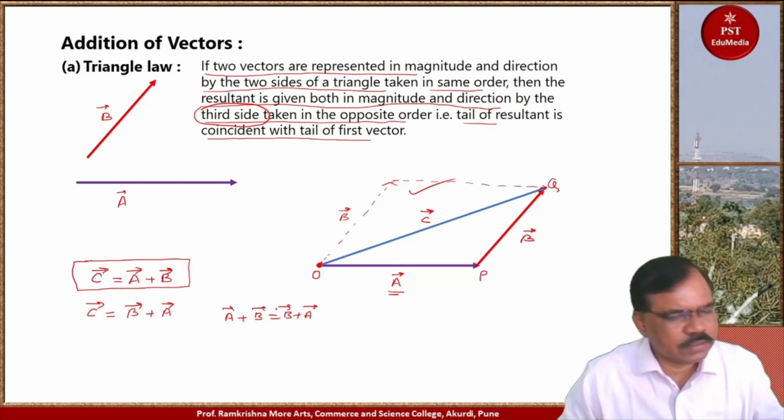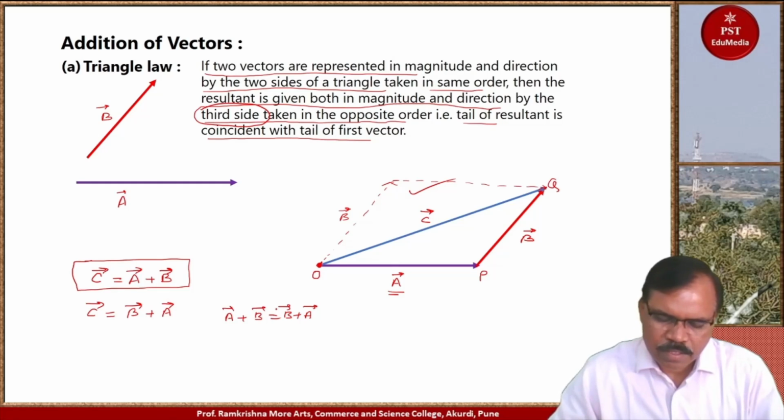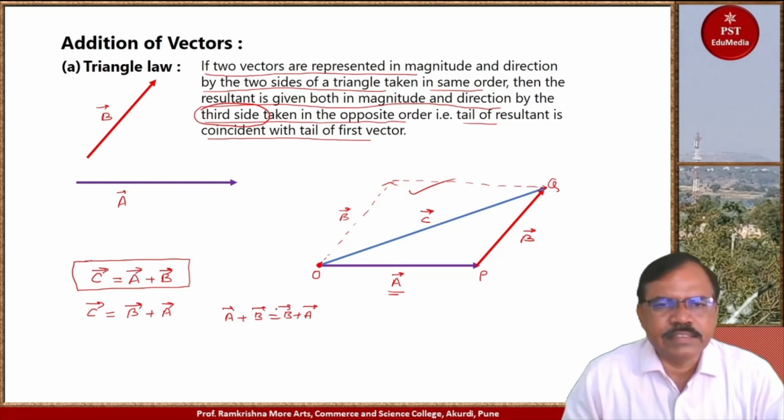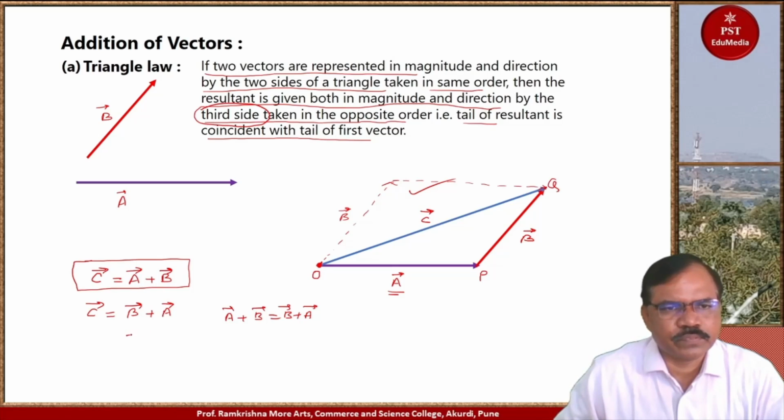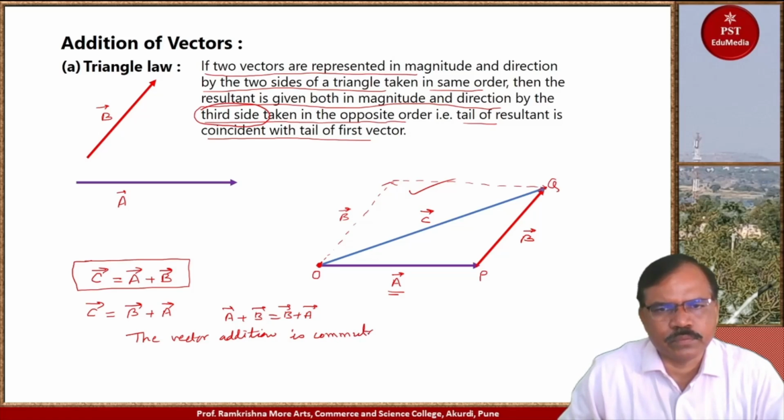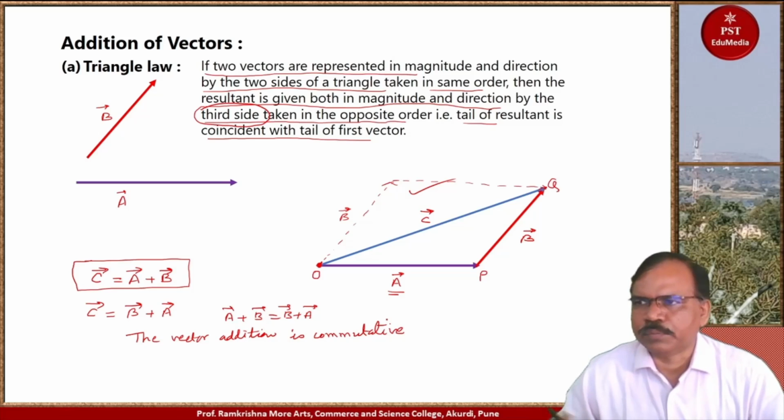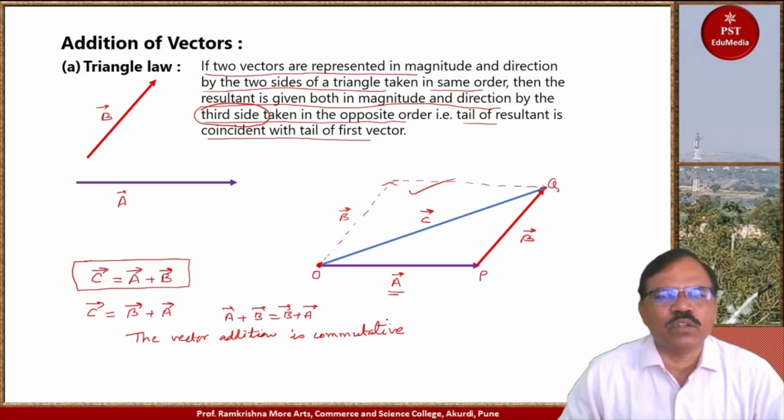What is meaning of this? This means the vector addition is commutative. Vector addition is commutative.